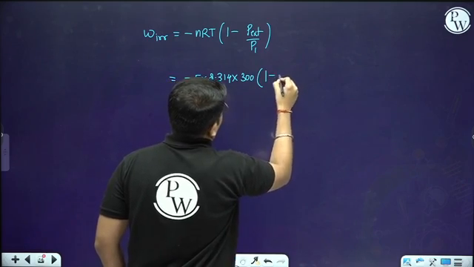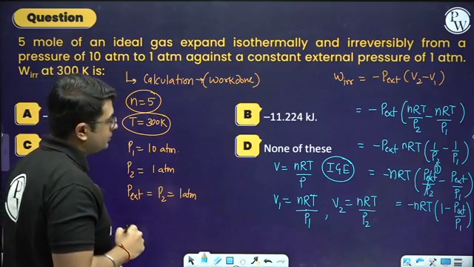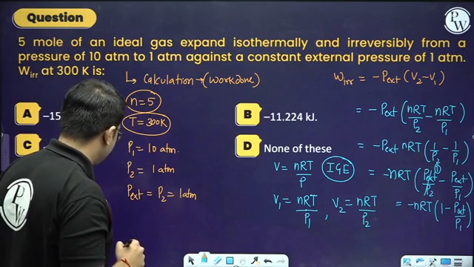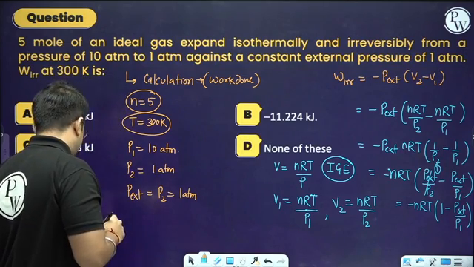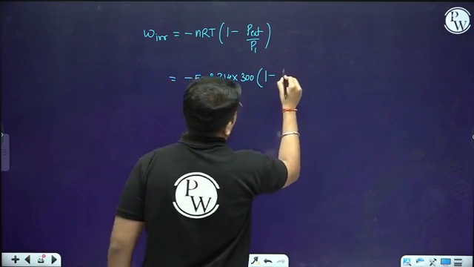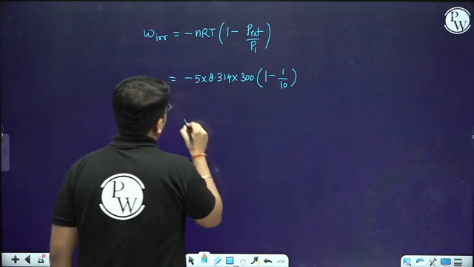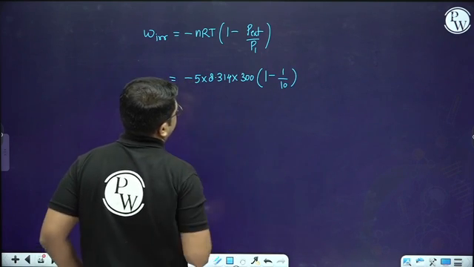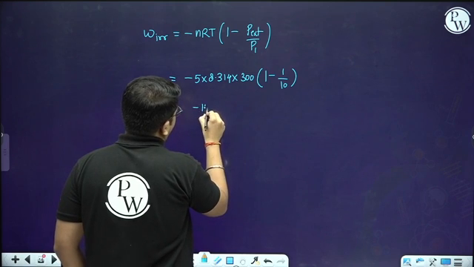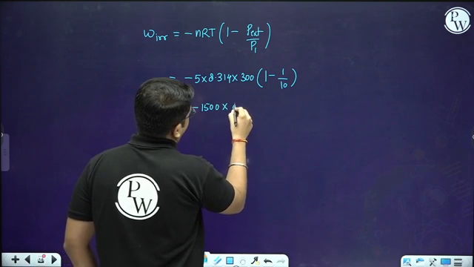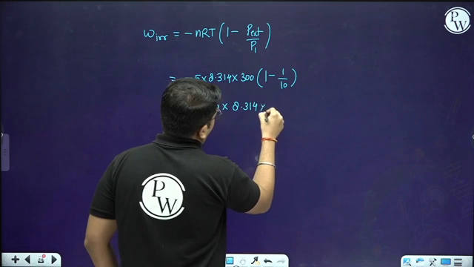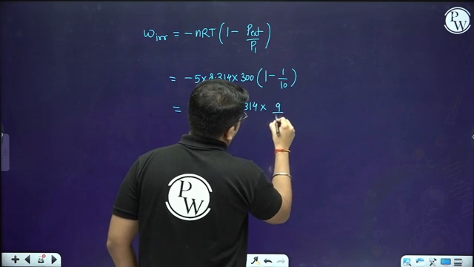Then we have 1 minus, that will be, I guess, P2 is 1 or P external is 1 and P1 is 10. So that will be 1 upon 10. So that becomes minus 5. This is minus 1500 multiplied by 8.314 multiplied by, we have 9 by 10.